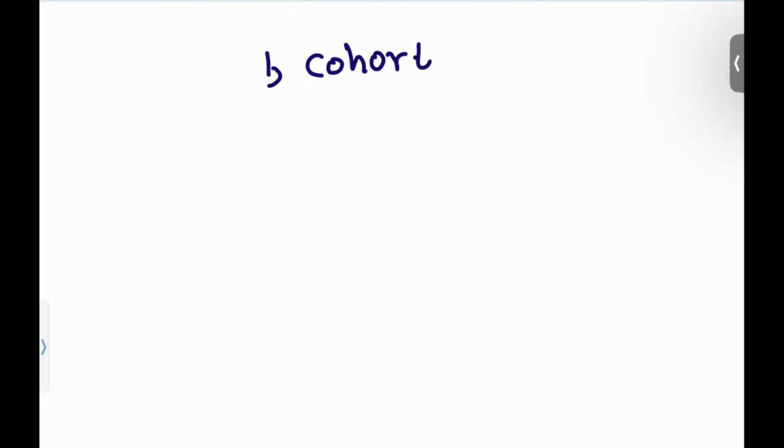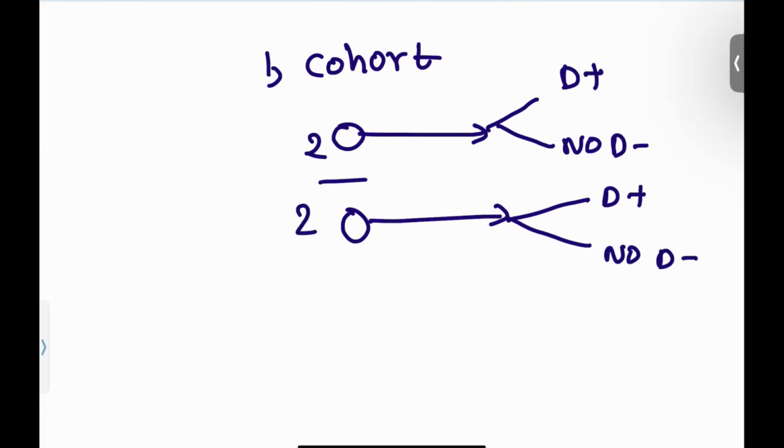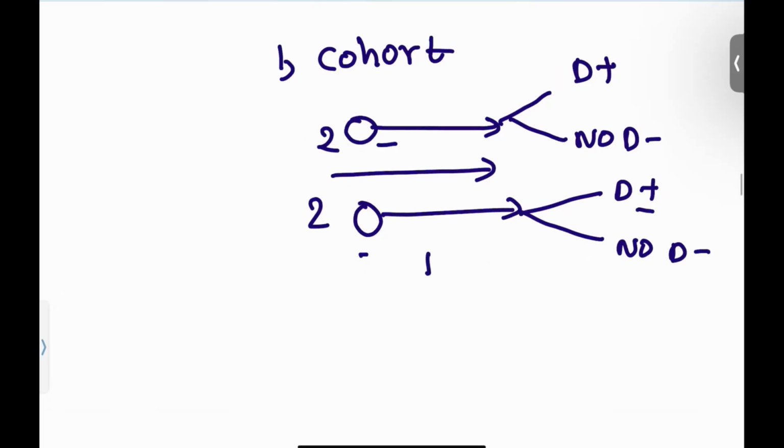In a cohort, you take two groups, and in the future you are going to see whether they develop the disease or not. Okay, two different groups. You are going to look at their future. This patient has some exposure and develops the disease. This patient does not have the exposure, still he developed the disease. So you are going to look to the future. This is the prospective type of study.